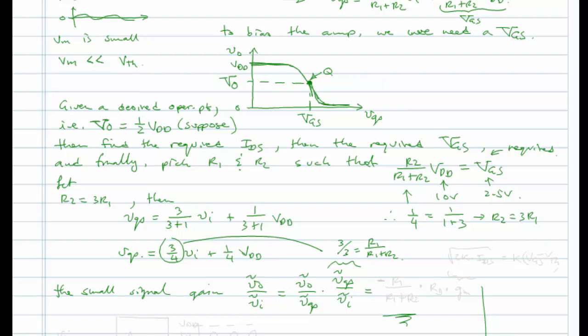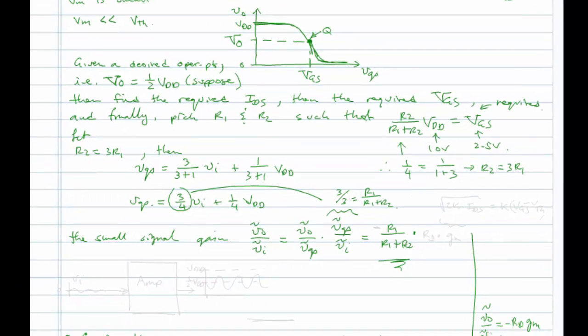Okay, so now we can continue to write this. We can say that we have R1 over R1 plus R2, and then if you recall, for this amplifier, the small signal gain from the gate to the drain is equal to minus, so I'll put a minus up front here, minus R drain times gm, the small signal transconductance of the MOSFET, which can be found as square root of 2 times K times the operating point current, ID or IDS. It's also equal to K times capital VGS minus V threshold. Okay, so either one of those.